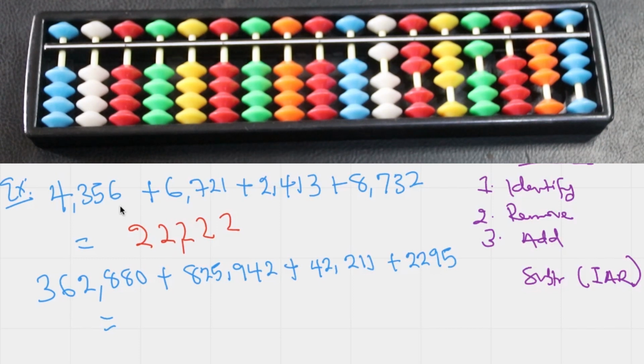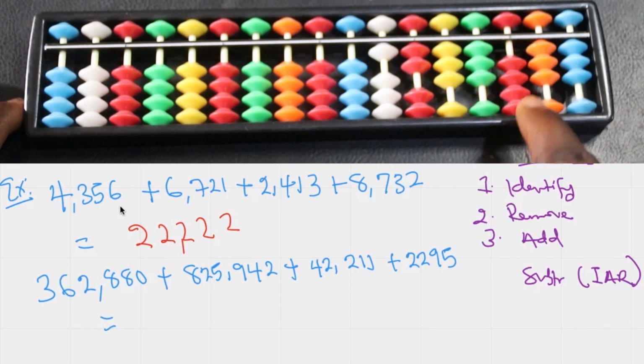These are 4-digit numbers. So again, I'll start from green. I won't start from yellow. I won't start from red. I'll start from green. So I want to add 2 to this. I have 2. You can add 2. I want to add 2 to the next one. I have 2. I can add 2.